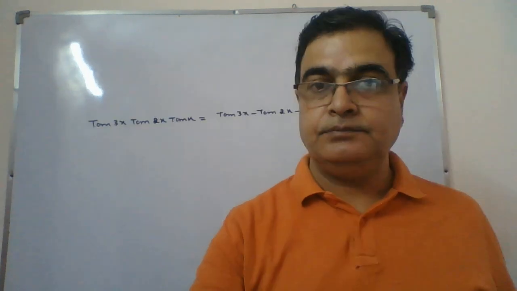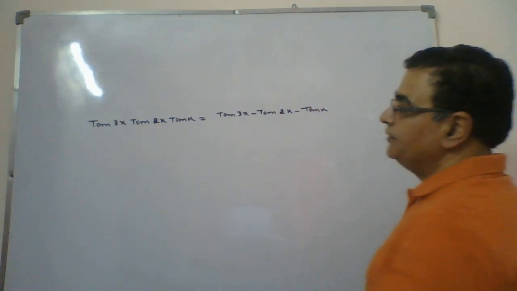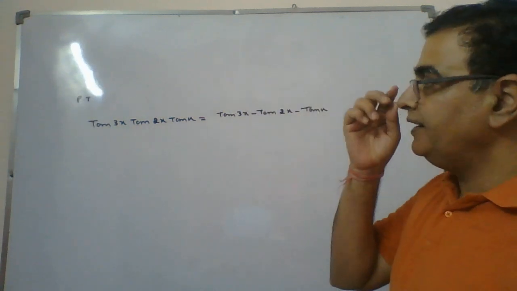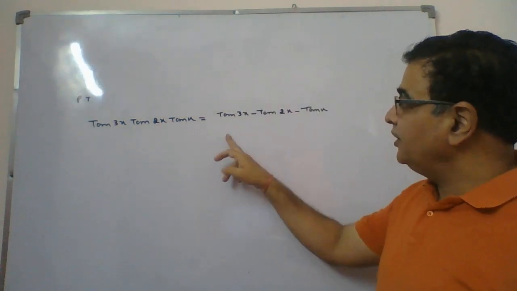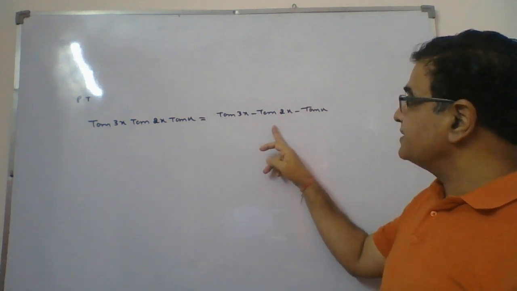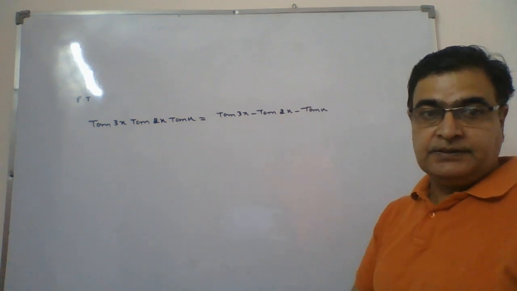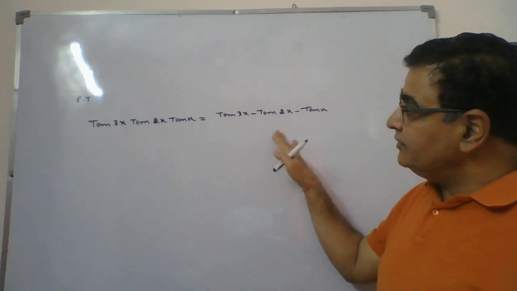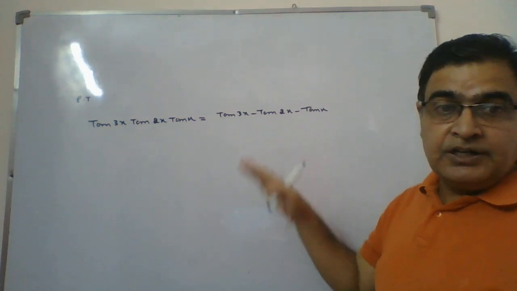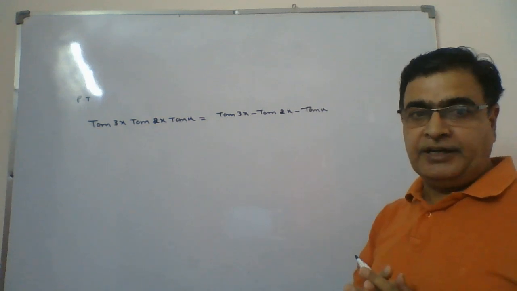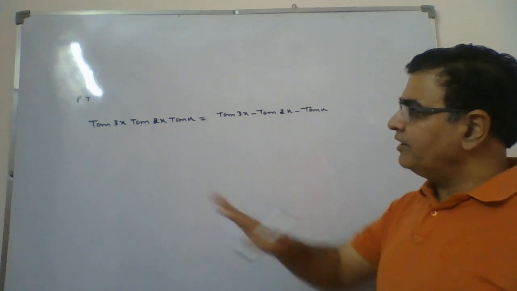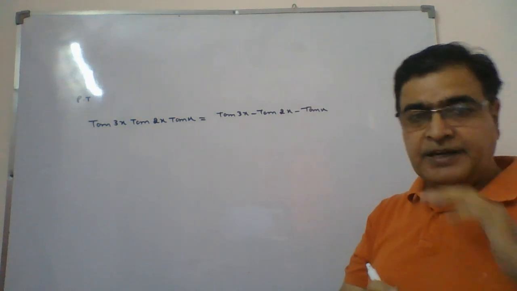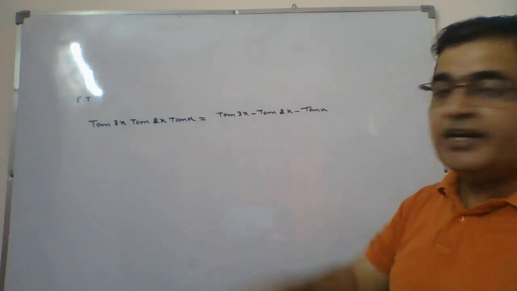Now coming to the next. Yes, the next question is prove that tan 3x, tan 2x, tan x equal to tan 3x minus tan 2x minus tan x. This is the question we have. In this case, we have to prove this result. So whenever a question comes on tan, we never try to get left hand side and we'll try to get right hand side. Best way is we just think about the angles.